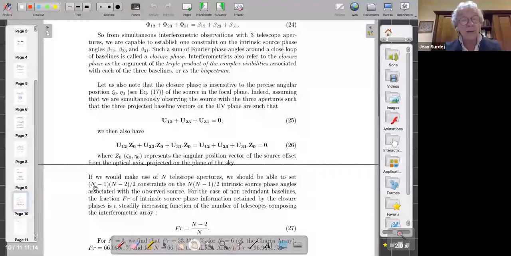Now, if we set here n equal three, we find three minus one is two, two times one is two, and two divided by two, it's one. So one constraint. So it works.